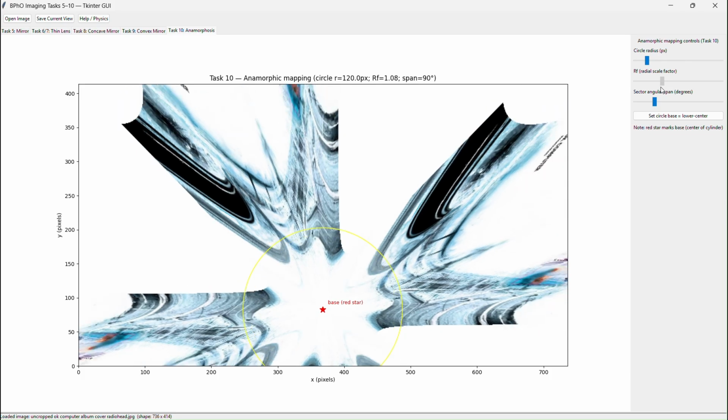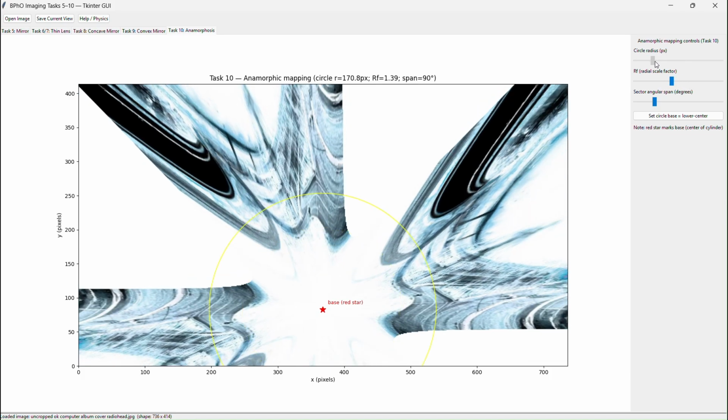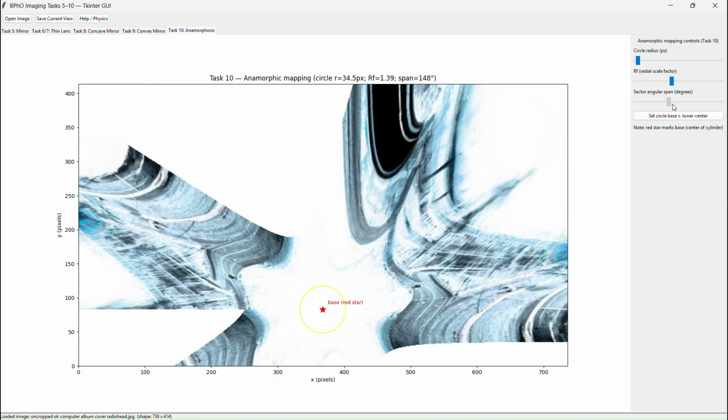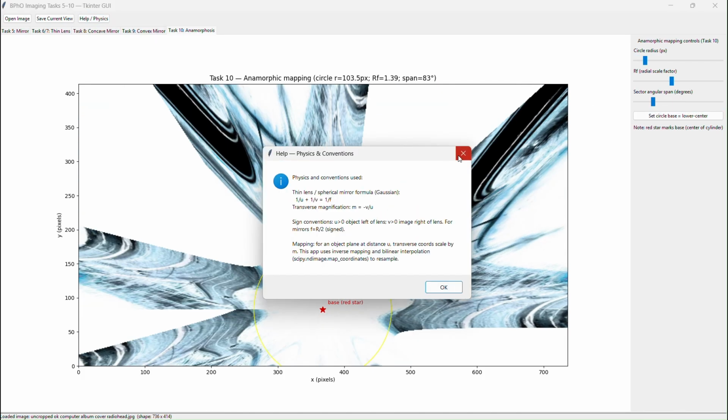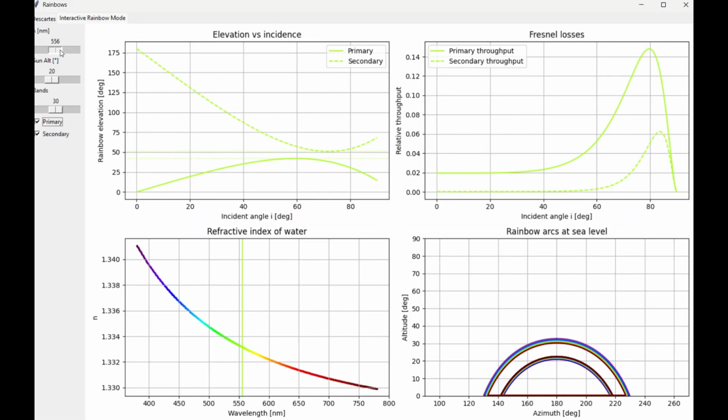Task 10 is an anamorphic image creator, with sliders set for a circle radius, scale factor, and sector angle, and a button to position the source circle at the base. The thin lens and mirror equations are applied to compute the image.